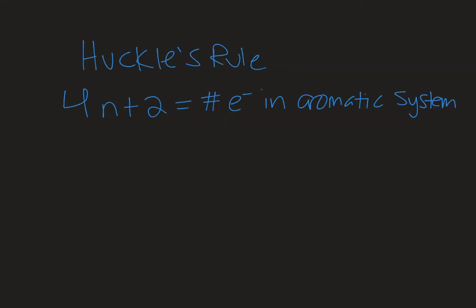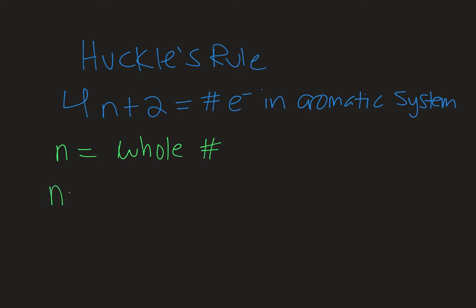So we can quickly determine aromaticity for any system that is cyclic, conjugated, and planar by using Huckel's Rule. Huckel proposed that you could predict aromaticity in a system by using the formula 4n plus 2. In this case, n is equal to any whole number. So it doesn't really have to do with your number of electrons, but when you plug a whole number into 4n plus 2, the value you get is equal to the number of electrons in any aromatic system.